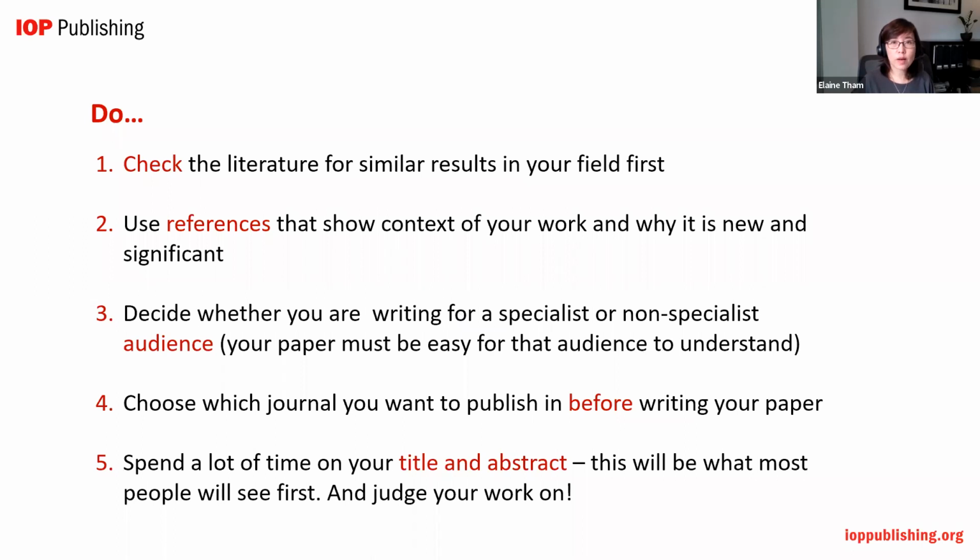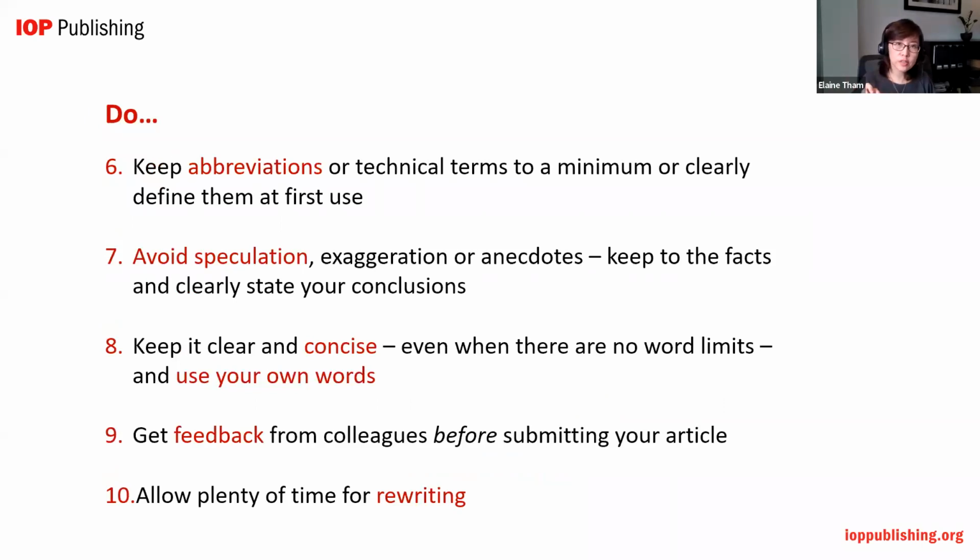It is best to know in advance which journal you want to submit your paper to before you start writing your paper, and make sure you invest a lot of time on your title and abstract. This will be what most people see first and how they decide whether they want to read your paper. Keep your abbreviations or technical terms to a minimum and make sure you clearly define them when you first use them in your paper. Avoid speculation, exaggeration, or anecdotes. Remember that your fellow scientists will be reading your paper, so keep to factual information and clearly state your conclusions.